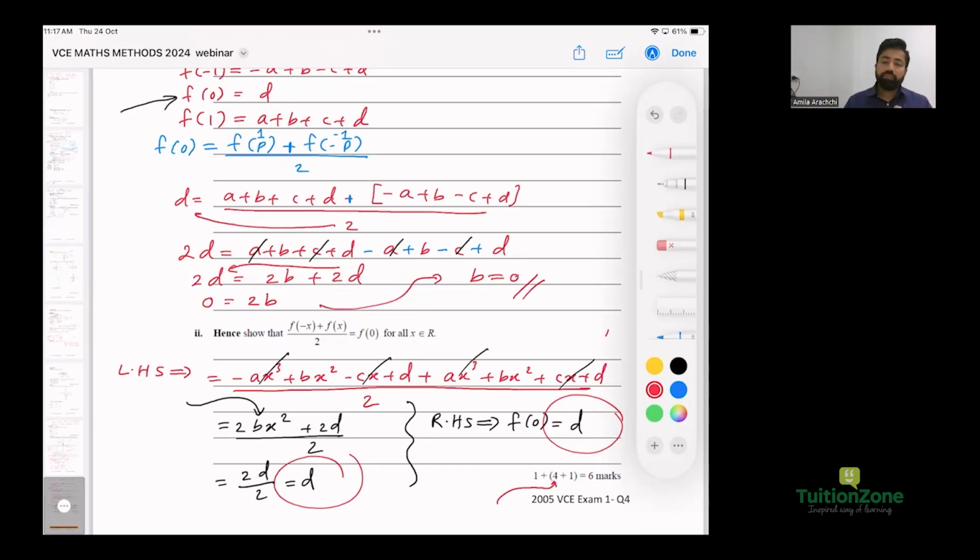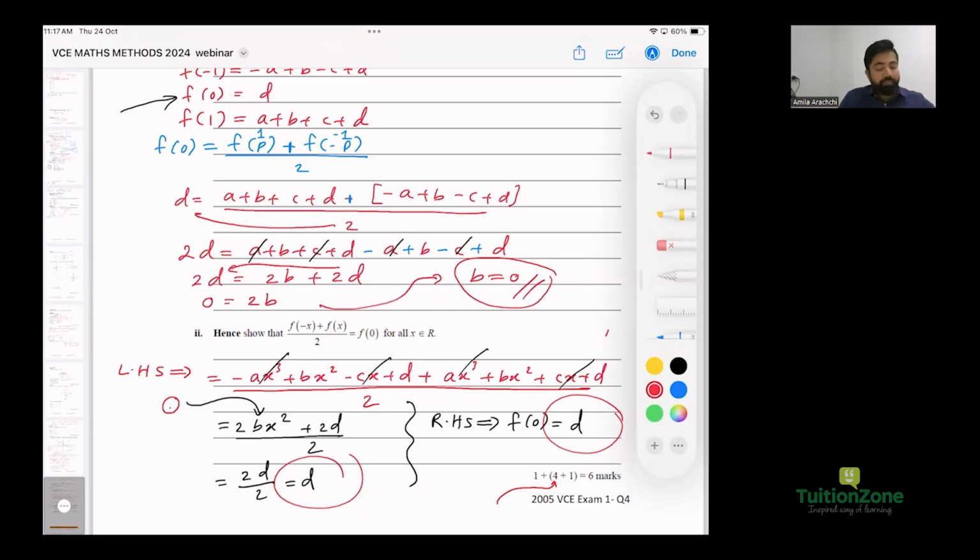Wait, so how did you go from 2bx squared plus 2d over 2 to 2d over 2 equals d? Because if b is 0 in here. Oh, that's right. Yeah, we just figured that out. That's what I say, they use words like hence. So you can use your previous result. Right. Cool. Note that down.